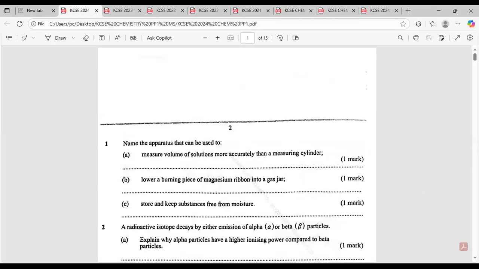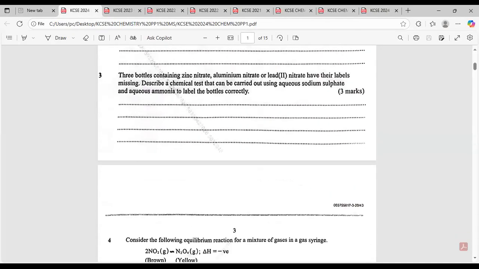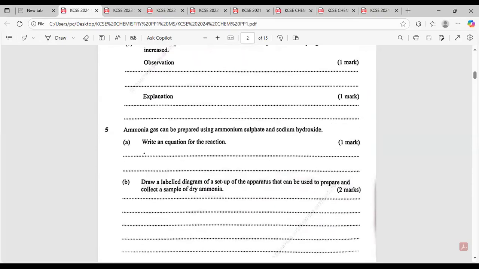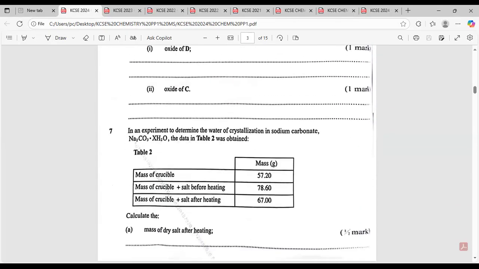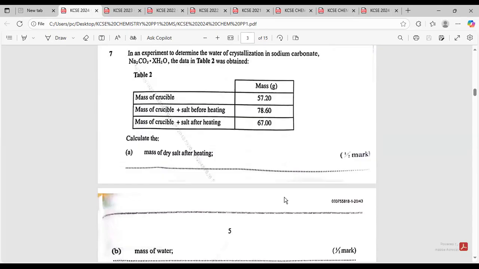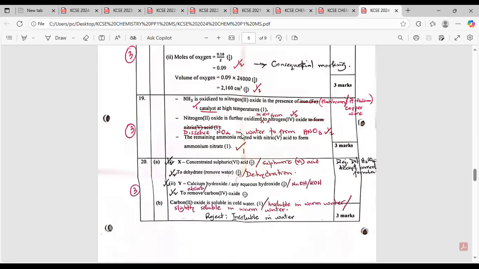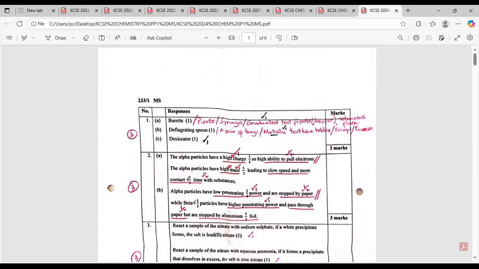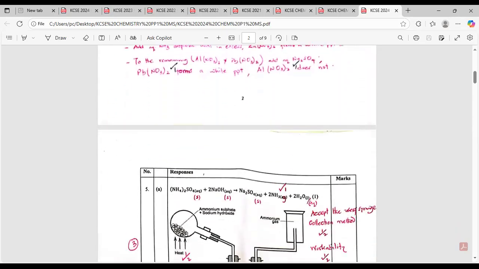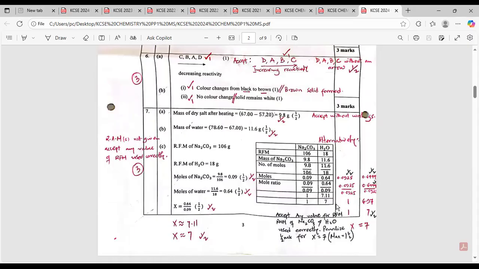So we just go straight. The first one was question number 7. This was about the calculation of the empirical formula, finding the value of x. And you can see the working for number 7. This is an area that I know you are conversant with. You find the value of x. So the formula was Na2CO3 with 7 molecules of water. Those are 3 marks.